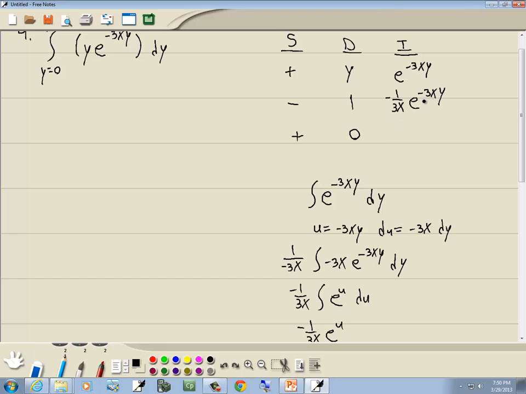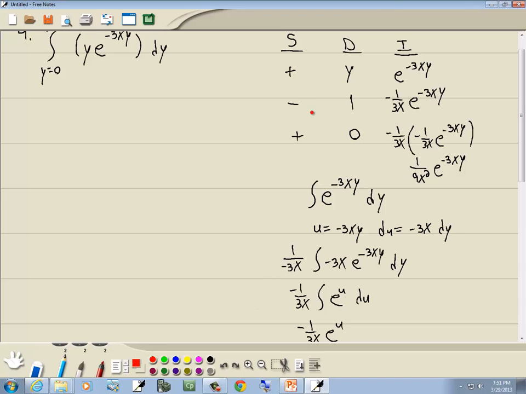So it appears that when we take the integral of that, the e to whatever power stays the same, but we put a negative 1 over 3x out in front. Well, if we do the same thing on this one, this becomes negative 1 over 3x, which is already there, times negative 1 over 3x e to the negative 3xy. Again, the negative 1 over 3x is the constant portion, so just carry it down. And then the integral of e to the negative 3xy, again, gave us the same thing. Well, negative times negative is positive, and we got 1 over 9x squared e to the negative 3xy.